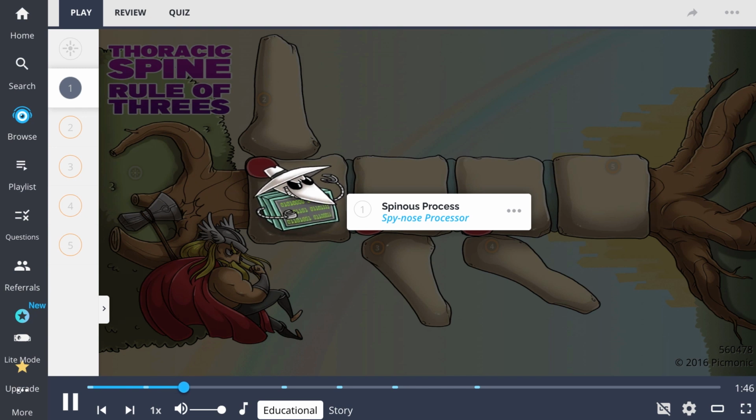As we progress from T1 to T9, each SP progressively slopes downward. From T10 to T12, they slowly balance back out into the horizontal plane. So, for physicians to identify the corresponding segment's vertebral body and transverse processes, or TPs, we have broken the segments into the rule of threes.